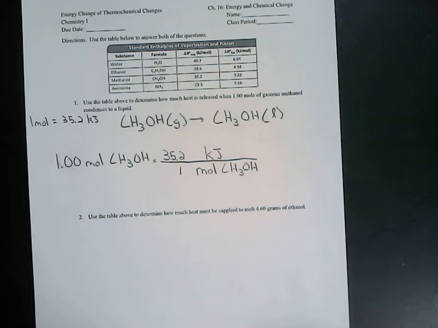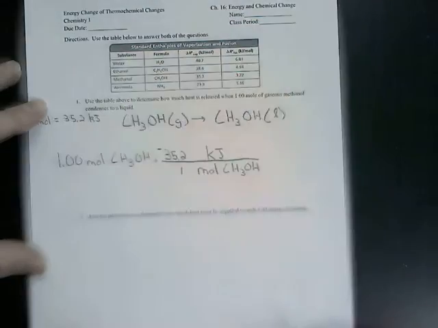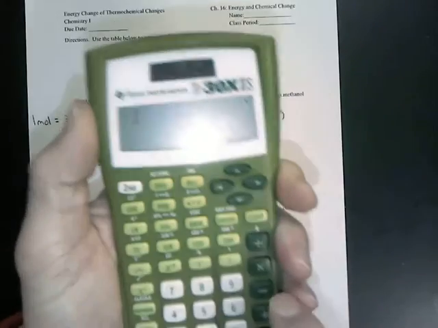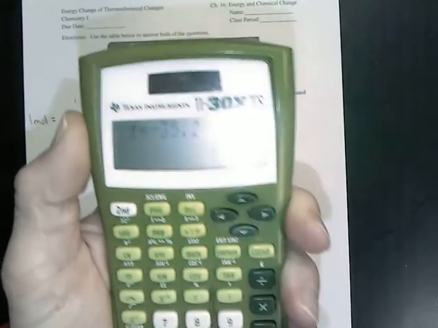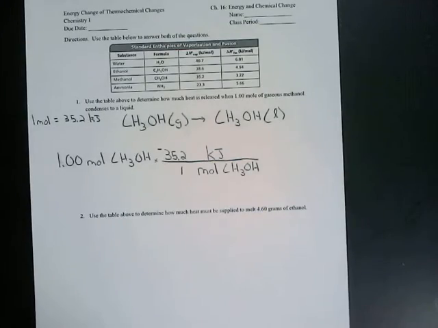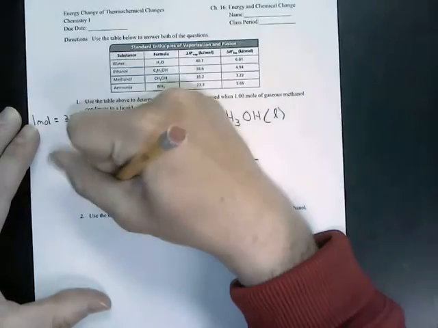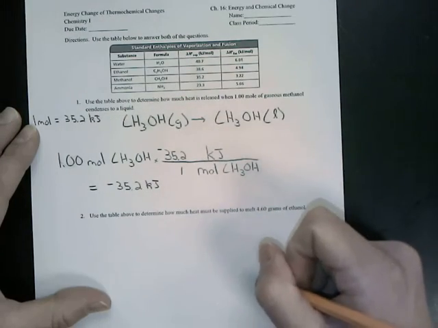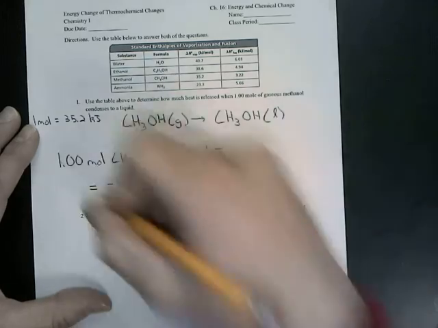Now, what we need to think about here is this. If we're condensing, are we releasing or do we need to take in heat? Well, the answer to that question is we are releasing, so that 35.2 number needs to be negative. This calculation should be pretty easy. All we do is take 1 times negative 35.2, press enter, and we get a value of negative 35.2. So negative 35.2 kilojoules of heat is released when we have this condensation of exactly 1 mole.